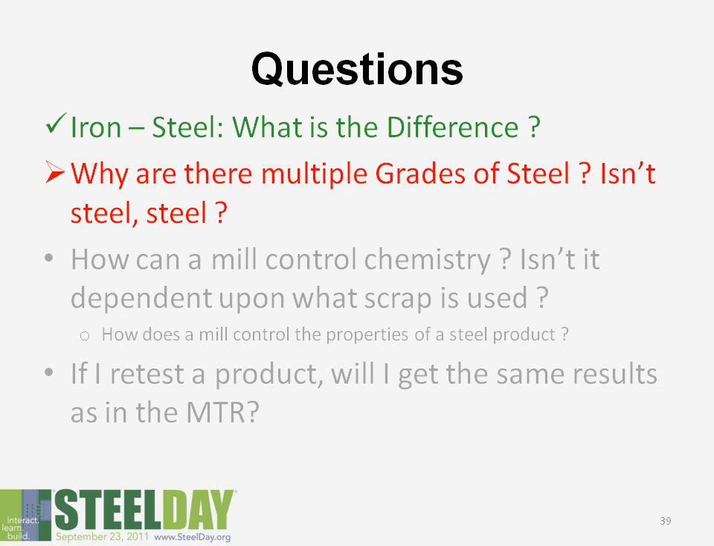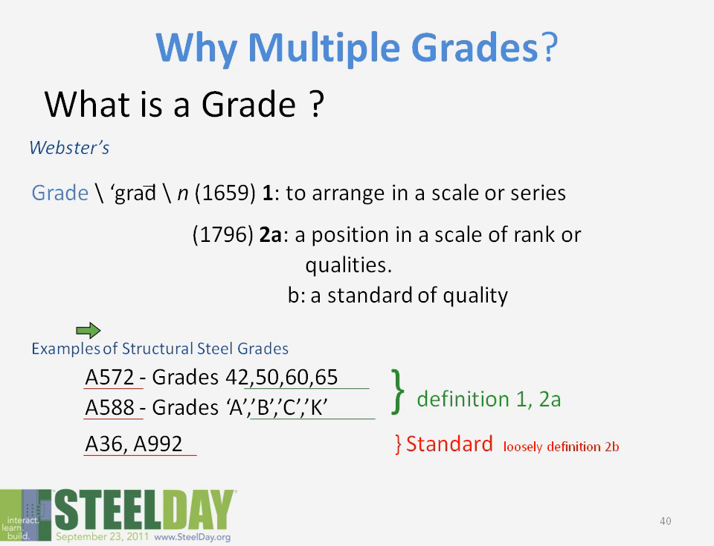Why are there multiple grades of steel was the next question I was asked. Isn't steel just steel? Well, let's first look at what a grade is. Webster's defines a grade as either to arrange in a scale or a series, a position in a scale or rank of qualities, a standard of quality. Some common structural grades: A572 grades 42, 50, 60, 65, etc. There's A588 grades A, B, C, and K. There's A36, A992. These different structural grades loosely meet Webster's definition in different manners.